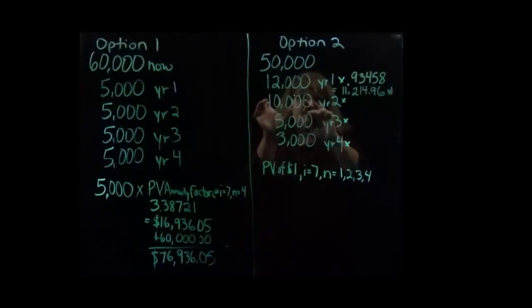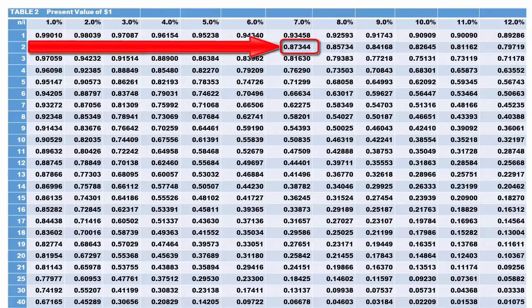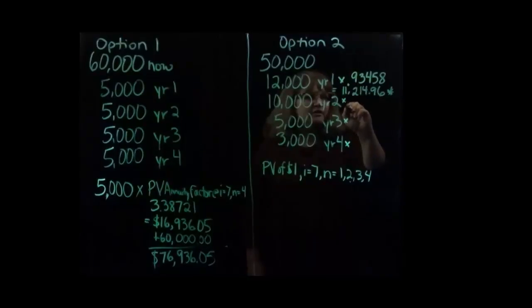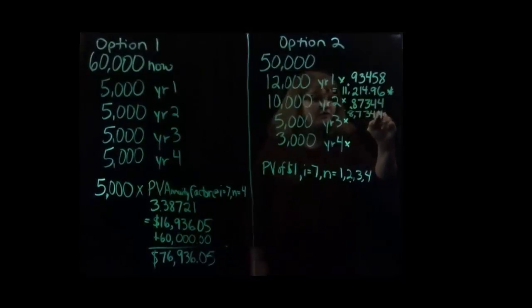Then we're going to take the $10,000 and we're going to multiply that by the present value of $1 factor at I equals 7 and n equals 2. And that factor is 0.87344. And if we multiply 0.87344 by $10,000, we get $8,734.40. We'll put a little asterisk by that.